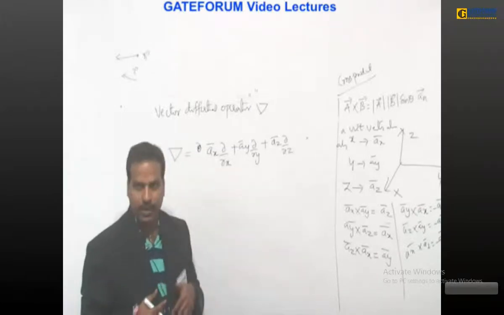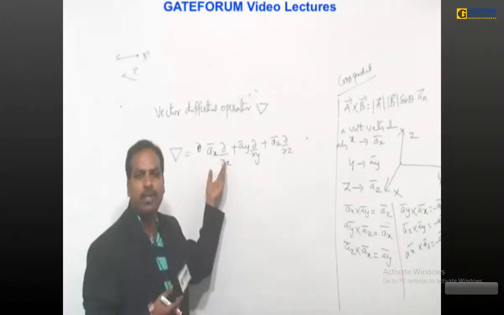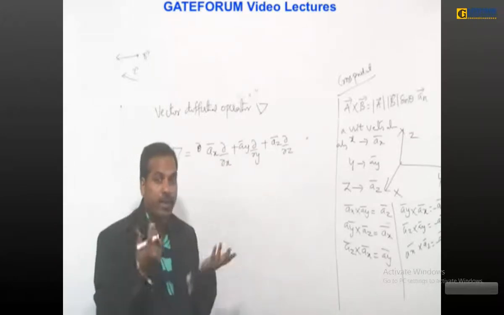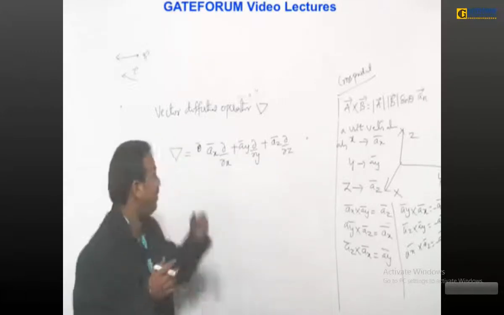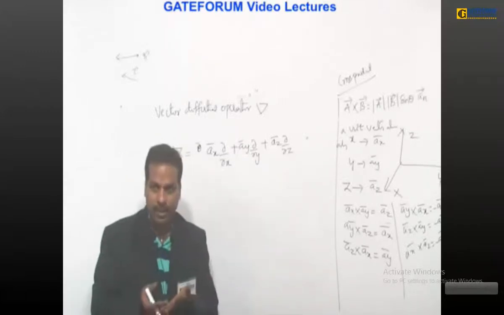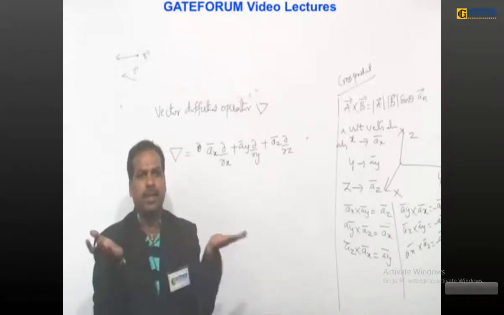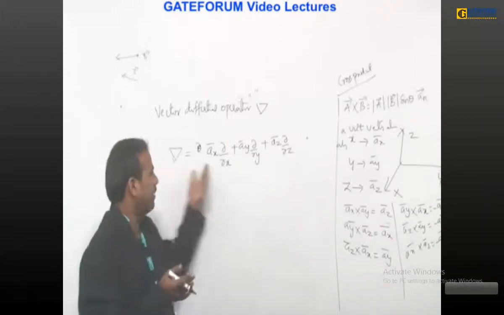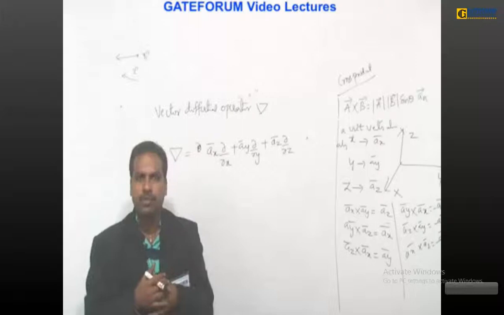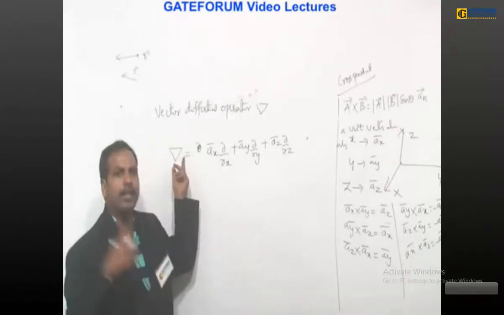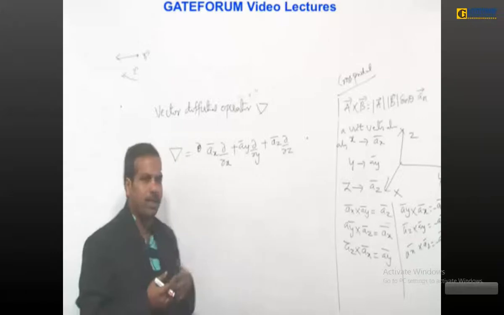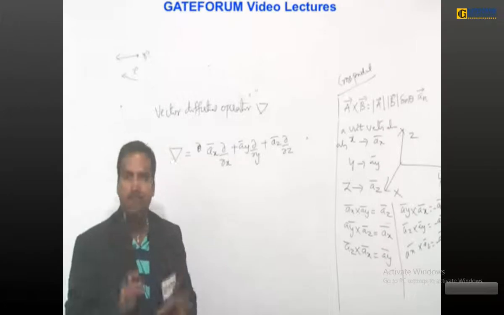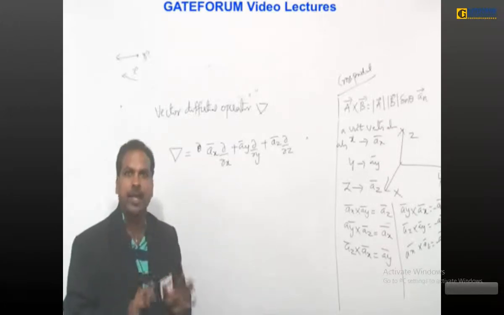This vector differential operator may work on a scalar, or it may work on a vector. But when it works on a vector, it leads to two cases. When we apply del with respect to a vector, the operation we can perform is multiplication. That leads to two concepts: the dot product between del and any other vector, and the cross product between del and any other vector. These give two physically significant terms, called divergence and curl.